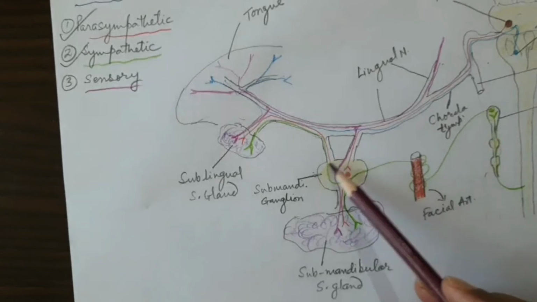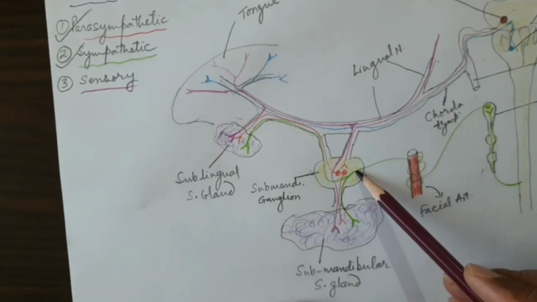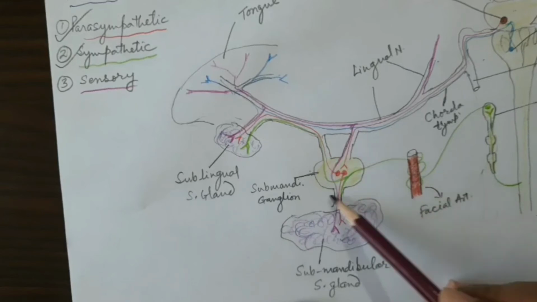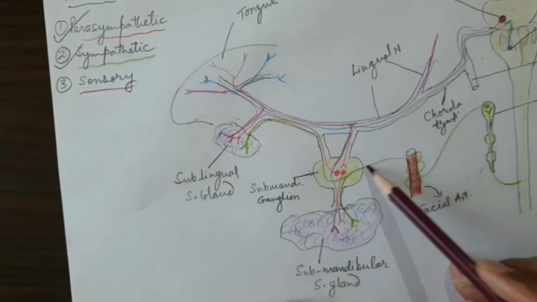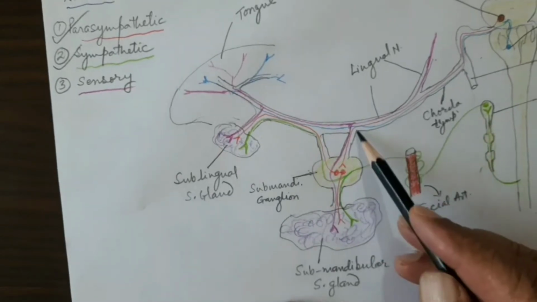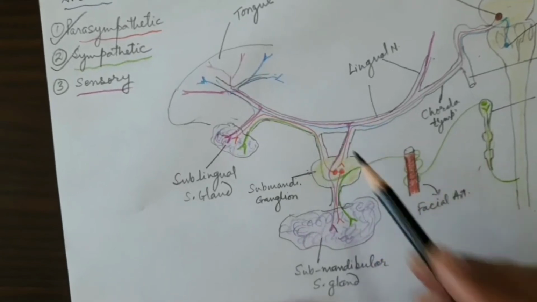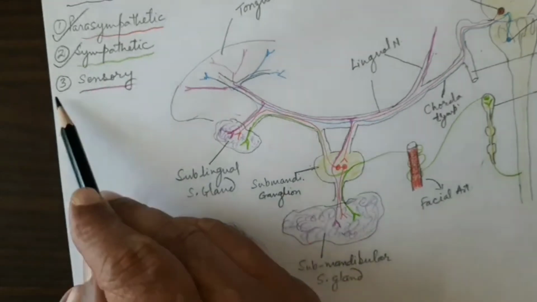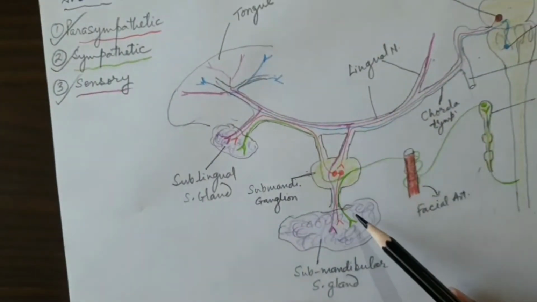Let us come to the third root of this. The green color you have seen, the red color you have seen, that is sympathetic, and the parasympathetic root you have seen. This was the sympathetic root in green, and in red, this is the parasympathetic. Let us come to the third root. And the third root is the sensory root of this ganglion.